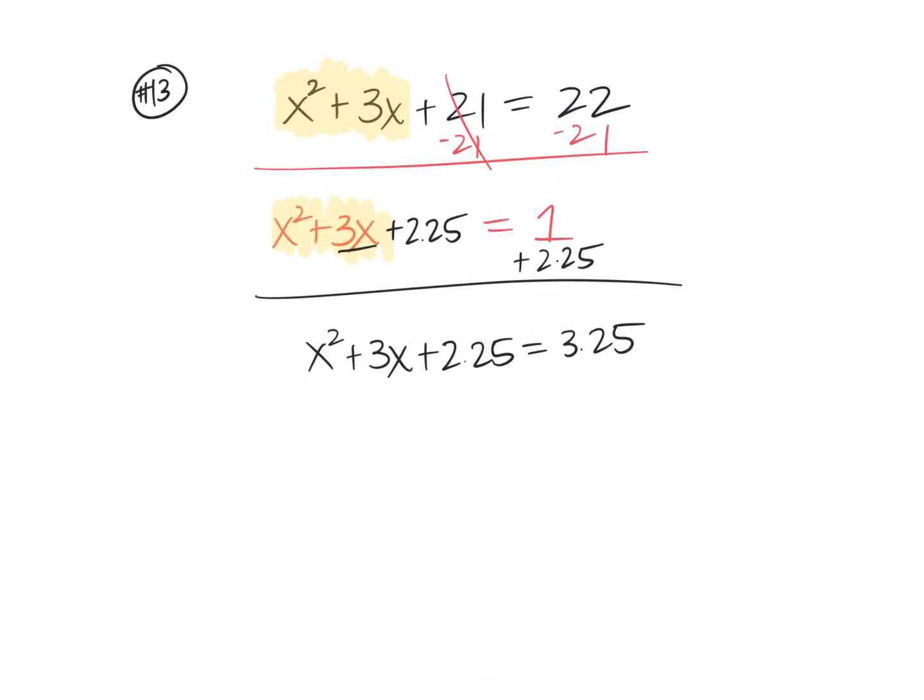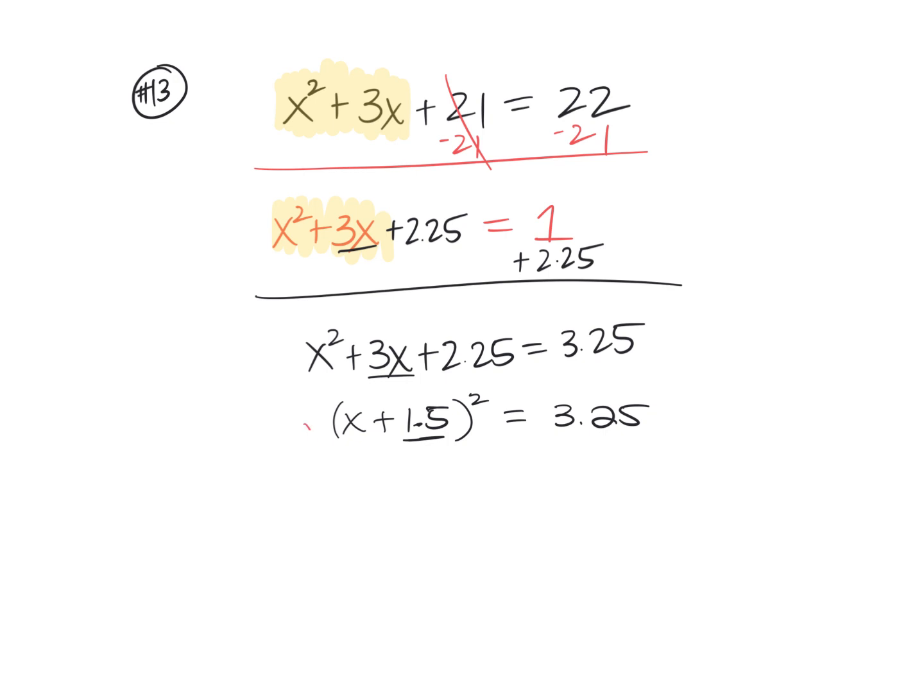Okay, now, good news, this is a perfect square. So if I factor this, it's going to be x plus 1.5. And I know that this number is always just going to be whatever half of that was. Okay, and then I square it equals 3.25. All right, now we know how to solve this.